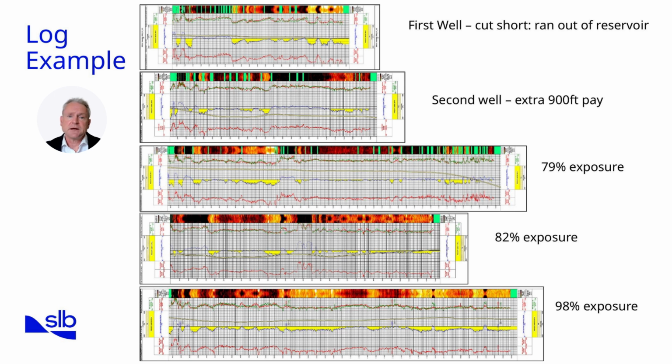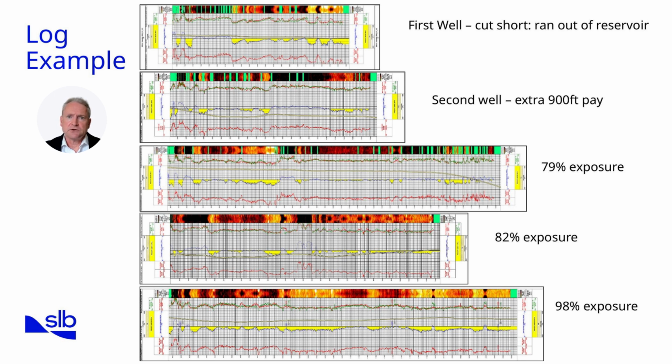Here is a practical comparison of well placement outcomes. The first well was cut short because it ran out of reservoir, while the second well, drilled with geosteering adjustments, achieved an additional 900 feet of pay. The exposure results are shown as percentages. The third well achieved 79% exposure, the fourth 82%, and with optimized geosteering, the final well increased to 98% reservoir contact. This demonstrates how geosteering significantly improves reservoir exposure by keeping the wellbore within productive zones.